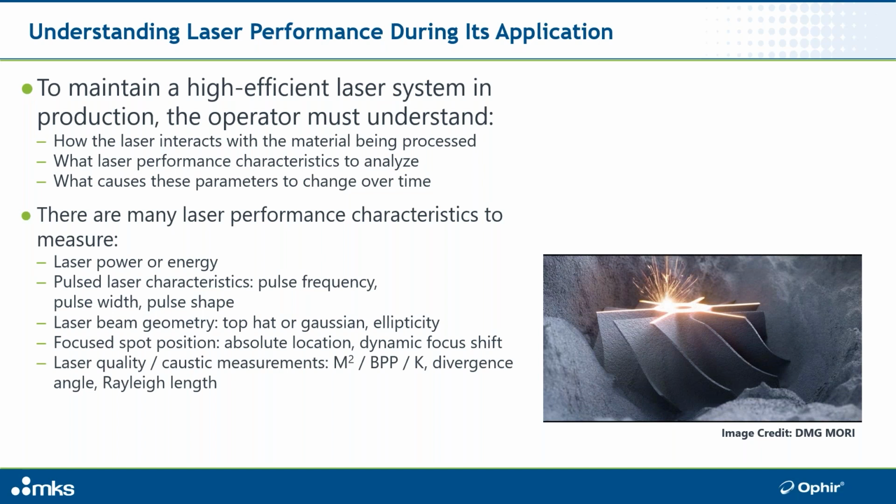And then there are laser quality measurements like M², beam parameter product, divergence angle, and Rayleigh length. These are all very important, typically in the system runoff or in application development, and definitely in the laser source manufacturing part of the laser life cycle. But the bottom line is there are a ton of different measurements that you can take, and it's not always practical to stop what you're doing and take all these measurements.